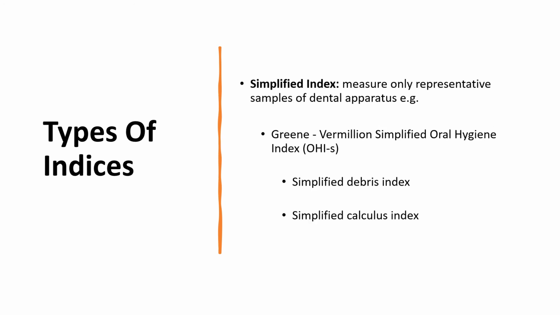A simplified index measures only a representative sample of the dental apparatus. Okay, so examples of that would be the oral hygiene index. So you have the simplified oral hygiene index, simplified debris index, and simplified calculus index. When we talk about indices in part 2, we'll be able to look at how to use these indices in practice and what their differences are.